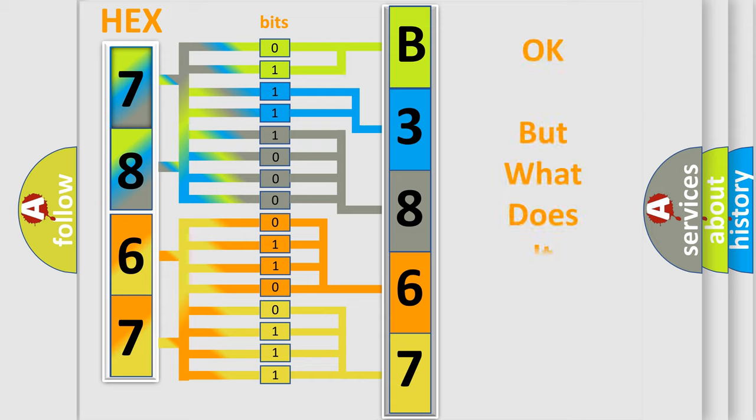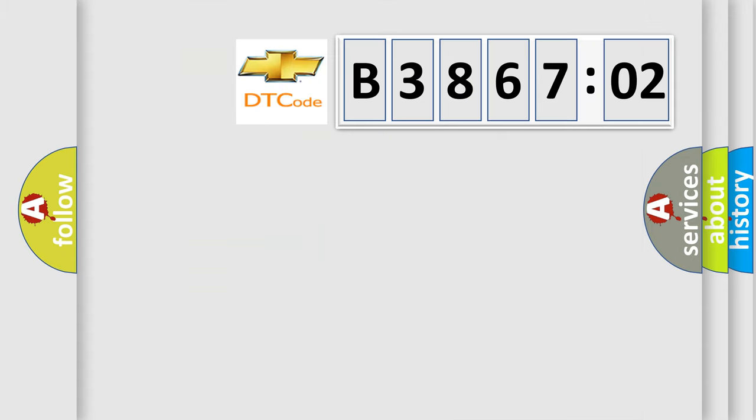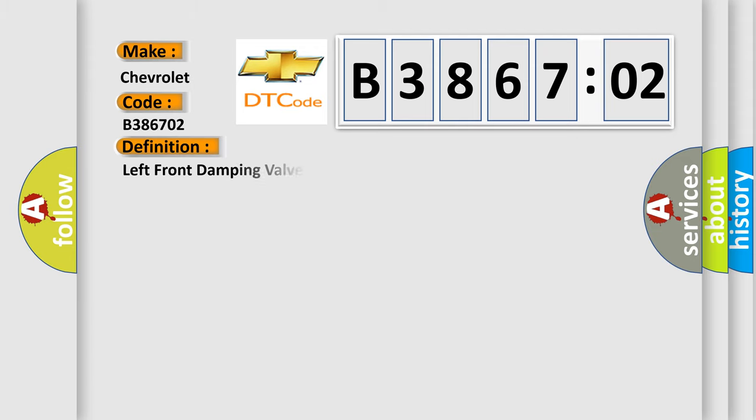The number itself does not make sense to us if we cannot assign information to what it actually expresses. So, what does the Diagnostic Trouble Code B3867-02 interpret specifically for Chevrolet car manufacturers? The basic definition is: left front damping valve low side 2 bus signal or message failures.